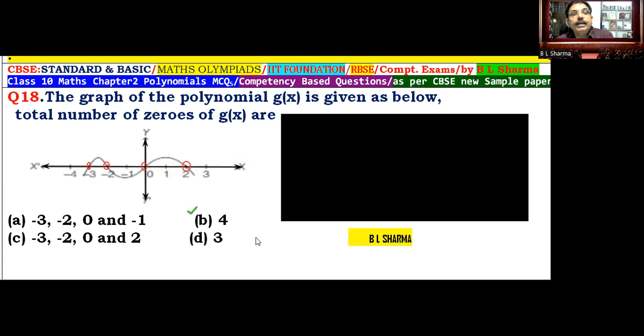We have not been asked to write the zeros, we are asked to count the number of zeros, and when we count the number of zeros we get 4 zeros here, because this graph of the given polynomial, that is not a quadratic polynomial, that is any other polynomial, intersects the x-axis at 4 points, 1 point, 2 point, 3 point, and 4 point. So total number of zeros will be 4. So B is the correct option.